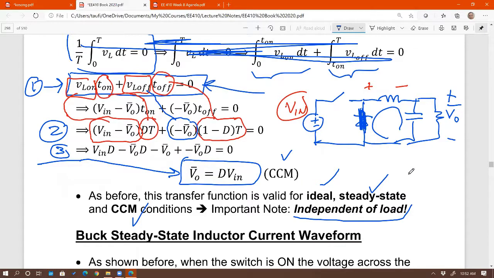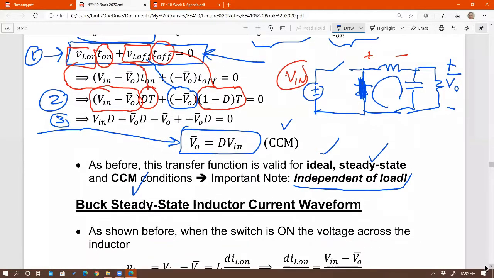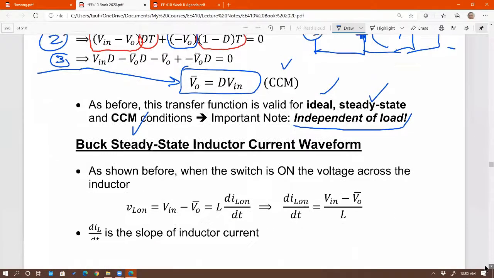I'm not going to use delta IL anymore. Heck no, that's too long, right? I'm just going to do volt-second balance to derive the transfer function for boost, buck-boost, flyback, forward, whatever. Whatever converter you're analyzing in the future, do volt-second balance. Easy, right? Okay? Any questions?